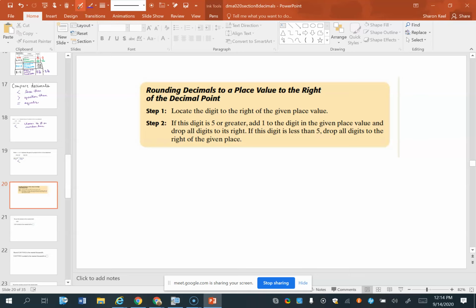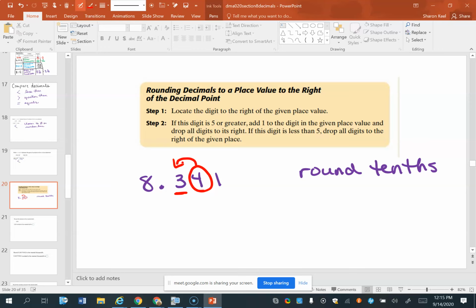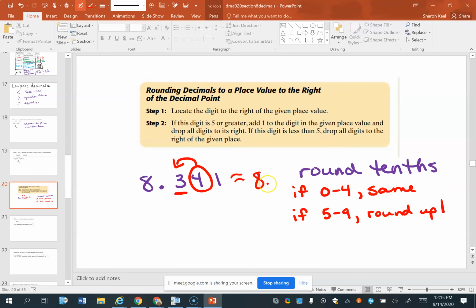Next, we are looking at rounding decimals to a place value to the right of the decimal point. So if we're rounding, first you want to locate the digit that you are going to round to. So if I wanted to round to the 10th place, what I would like for people to do is to underline the place value that you're rounding to. Look at the number beside. That number is going to determine if you round up or not. If you're between 0 and 4, the number I underlined stays the same. Between 5 and 9, you round up. In this case, the 4 would make this stay the same, so it would round and say 8.3.